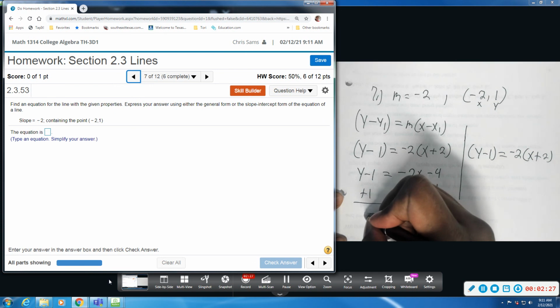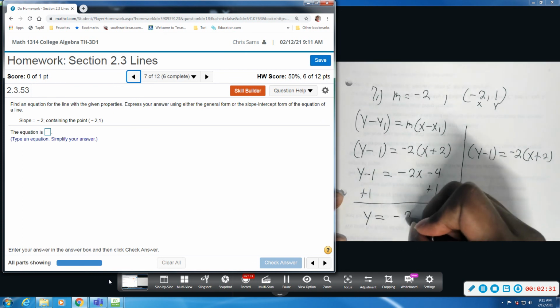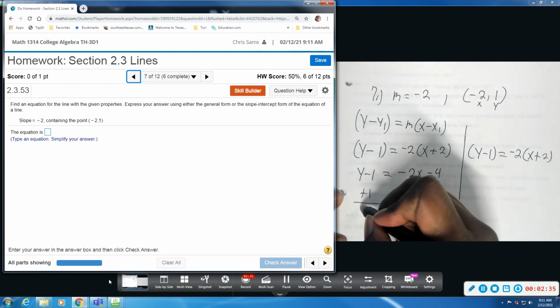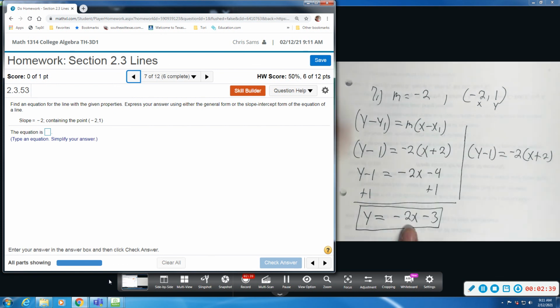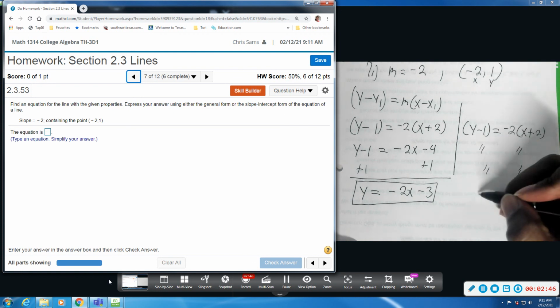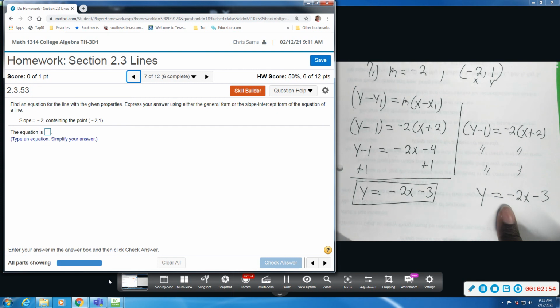This will give us y equals -2x minus 3. I actually could have just started from here. So this is slope-intercept form. Alright, so let me skip all this. Same thing, same work. You would end up with this, y equals -2x minus 3.